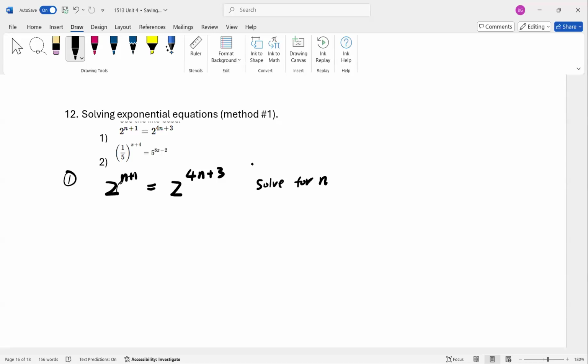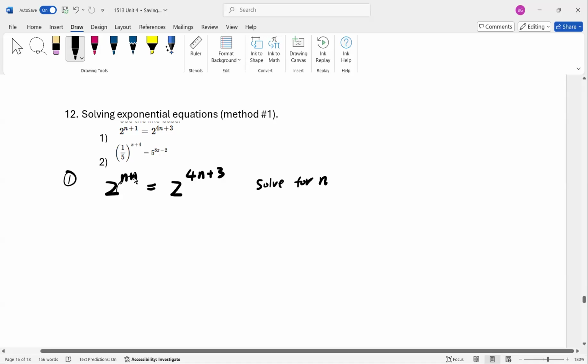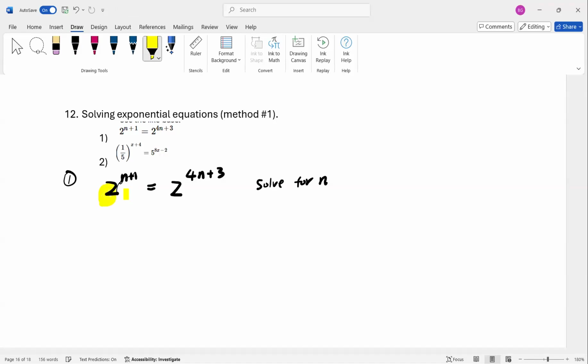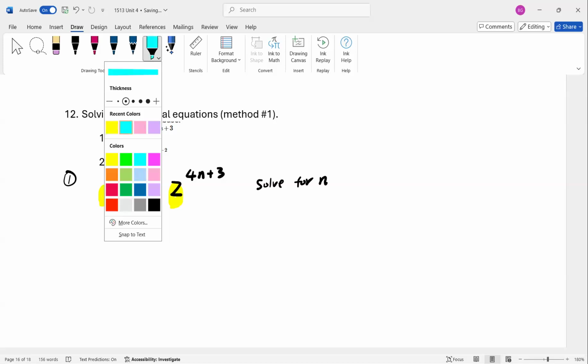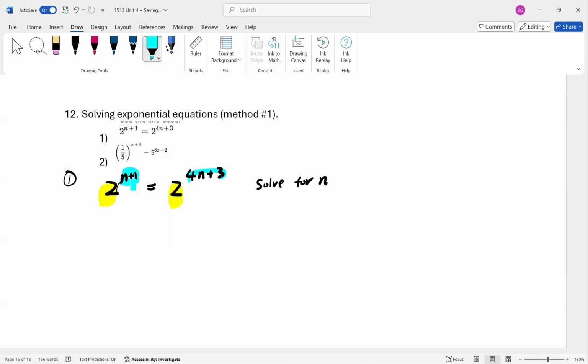Look at the left side and the right side. We notice the two exponential expressions share the same base. The left side, base is 2, exponent is n plus 1. Right side, base is 2, exponent is 4n plus 3. The yellow part is the same. And the left side equals the right side. Would that make sense? The blue part is supposed to be the same as well.